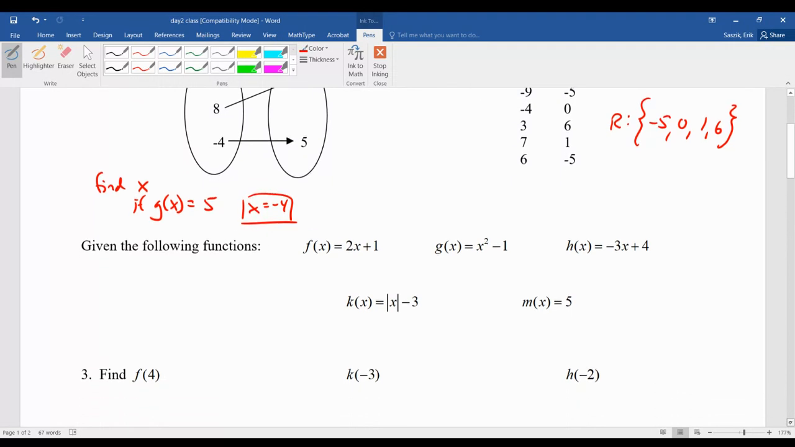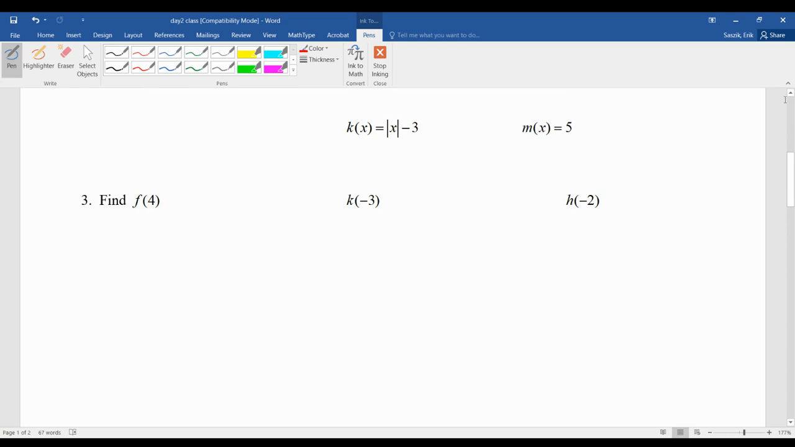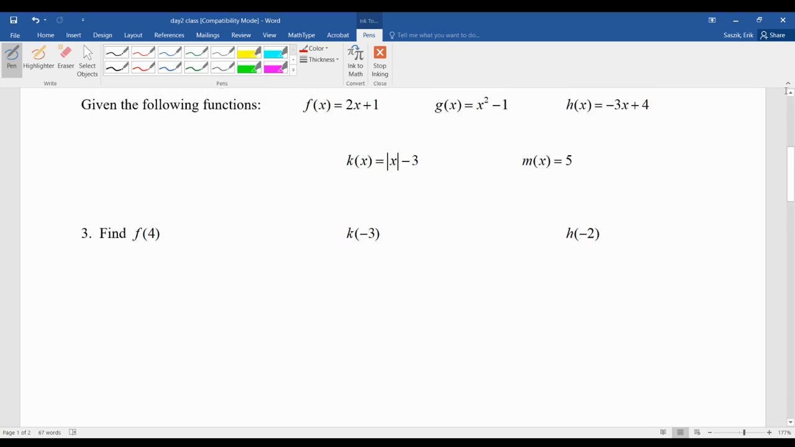Now we're going to work with some equations down here. Given the following functions, I scrolled a little bit too much. So we have 5 different functions that we're using. And you see f of 4, so again, this is the input, this is the x. I'm going to find the f function up here, obviously it's this first one. Wherever there's an x, I'm going to replace it with the 4. And I'm just evaluating. 2 times 4 is 8. 8 plus 1 is 9. F of 4 is 9.